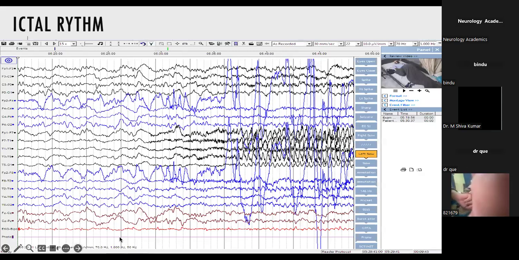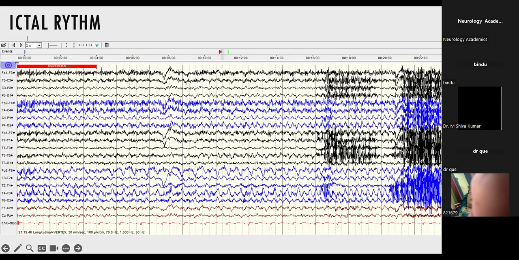Here, showing the ictal rhythm patterns. This is a bipolar montage where we can see the slowing in the left temporal region, followed by a monomorphic theta around 6 to 7 hertz in the left temporal region.